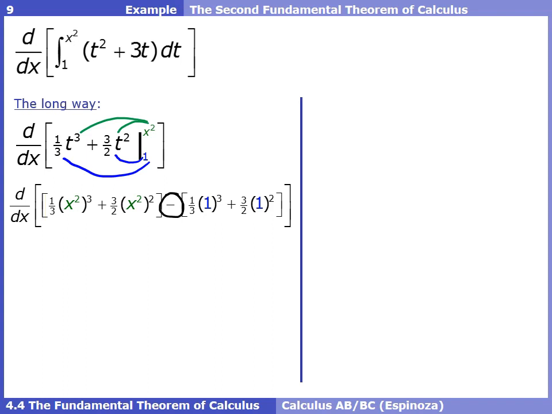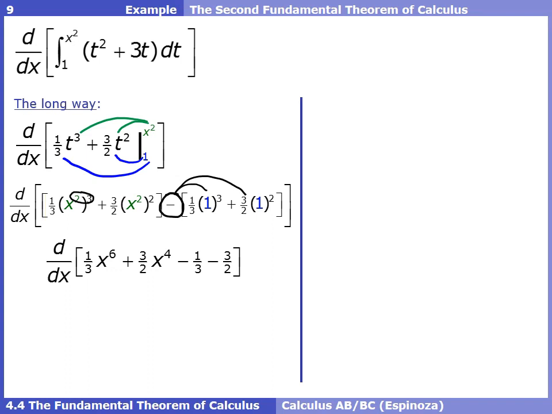Okay, so we can definitely try to take the derivative of this as is, but I think it's probably a good idea to simplify this expression first. When we have a power to a power, we multiply those two numbers. So to simplify this, we'll end up with 1/3 x to the 6th plus 3/2 x to the 4th. And then this negative we can distribute to both of these terms. So we'll end up with minus 1/3 minus 3/2.